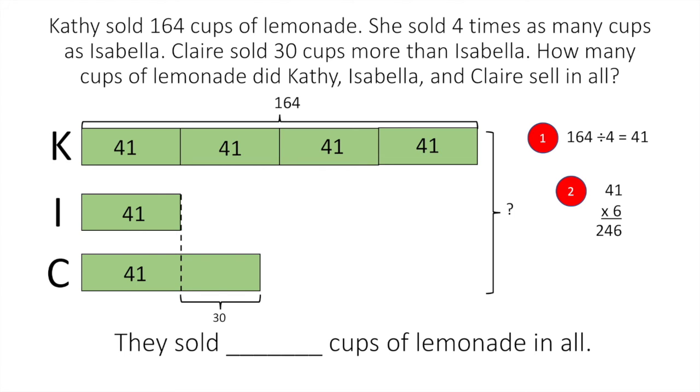But that's not my answer yet. Remember, Claire has 30 more than Isabella. So we have this section labeled 30. I need to make sure to add that into my total. So I'm going to add 246 plus 30 to get a total of 276. Altogether, they sold 276 cups of lemonade. I can put that in my sentence and now check that it seems reasonable.